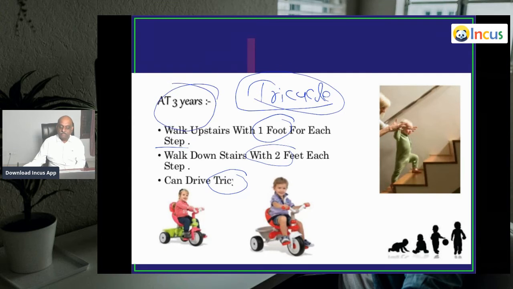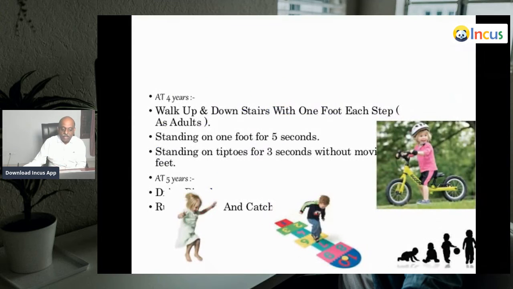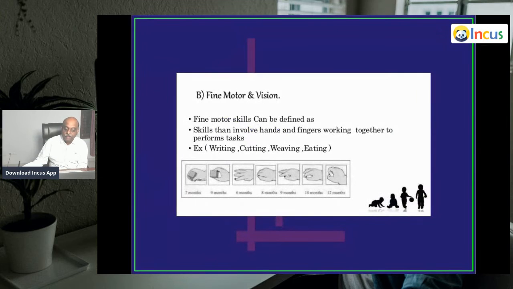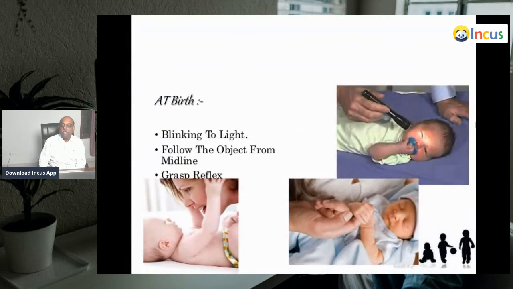At 3 years, tricycle. At 4 years, he can stand on 1 foot for 3 seconds. He stands on tiptoes, is what you need to remember. Then there are some fine motor skills on which questions come.